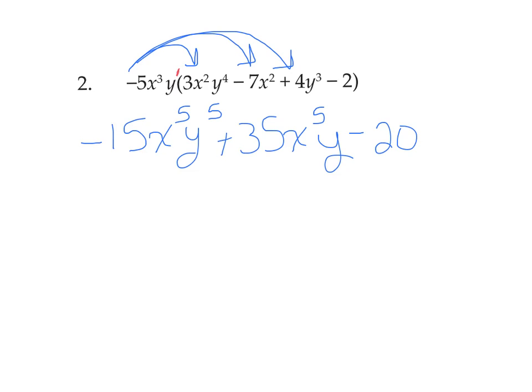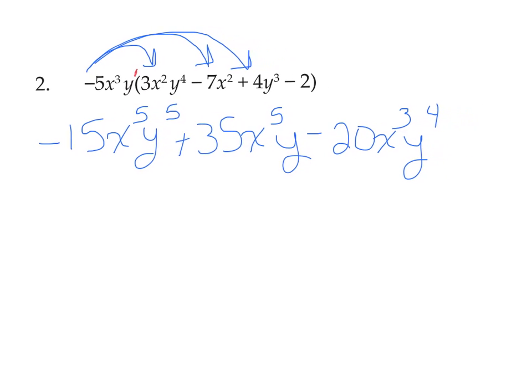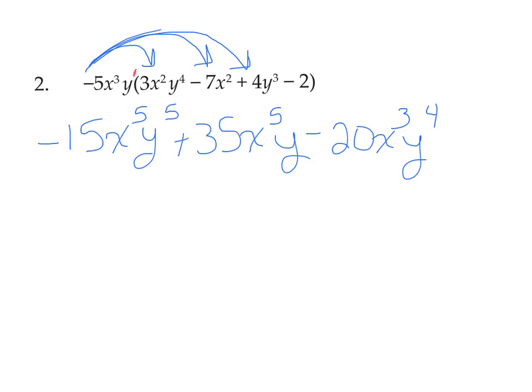X cubed. There are no x's here, so we just have the x cubed. Y1, y cubed. Add the exponents, we get y to the 4th. That's it for that term. Got one more term. Negative times negative makes positive. 5 times 2 is 10. X cubed. There are no variables down here, so we just need to carry these ones from the monomial at the front. X cubed, y to the 1.